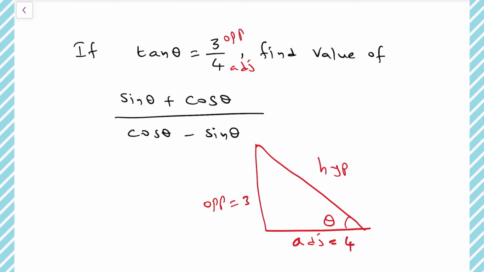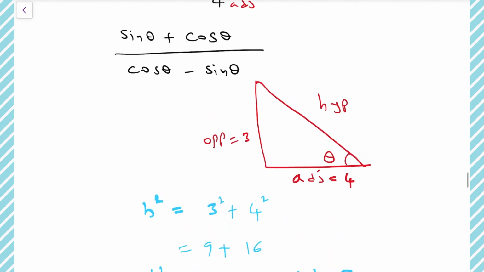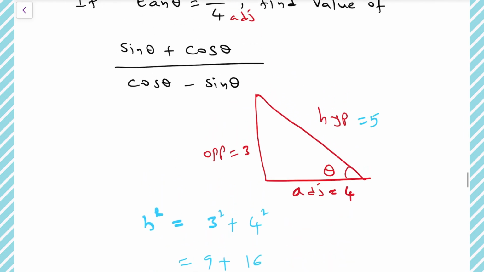Now by using these two sides, first of all let us find out the hypotenuse. Hypotenuse square is equal to 3 square plus 4 square. 3 square is 9 plus 4 square is 16. 9 plus 16 is 25. Hypotenuse square is 25. Then what will be the hypotenuse value? It is 5 because 5 square is 25. So now all the three values we got.